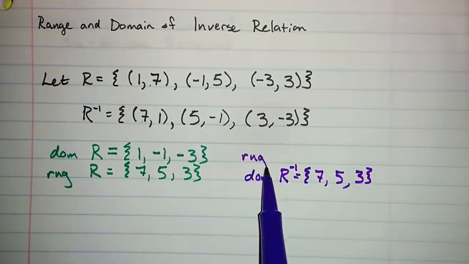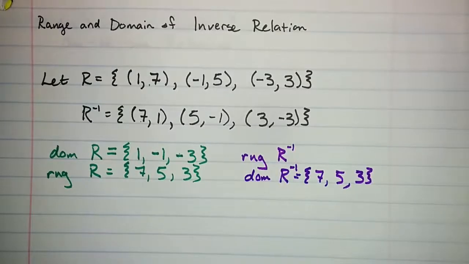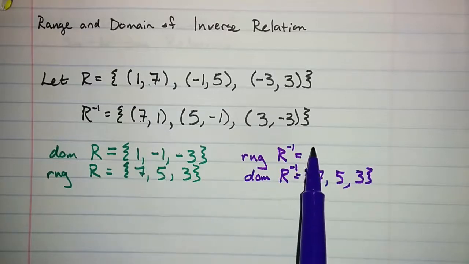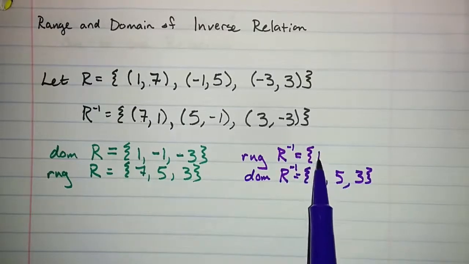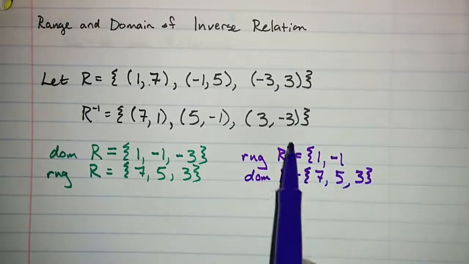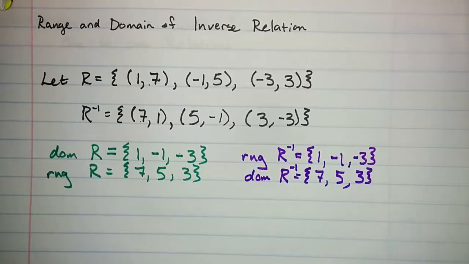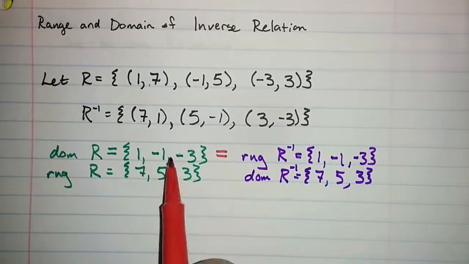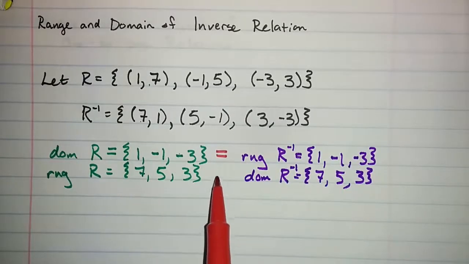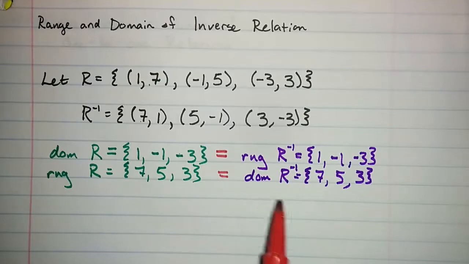What's the range of R inverse? Well, it's all the things that appear in a second entry in R inverse. It's 1, -1, -3. Do you notice a certain similarity here? These two are the same set. These two are the same set. Is that a coincidence? I don't think that's a coincidence.